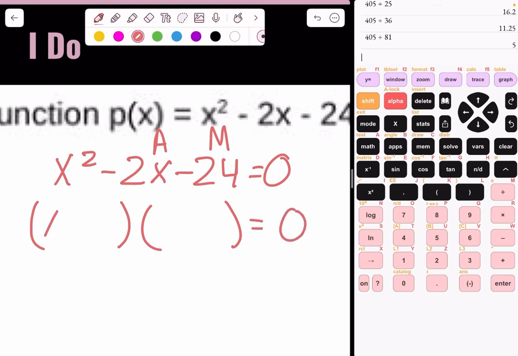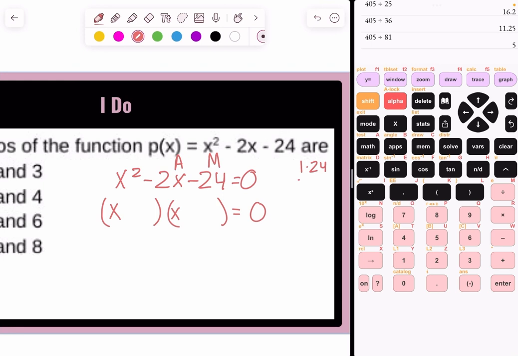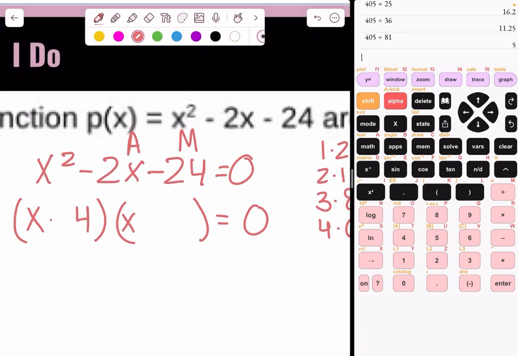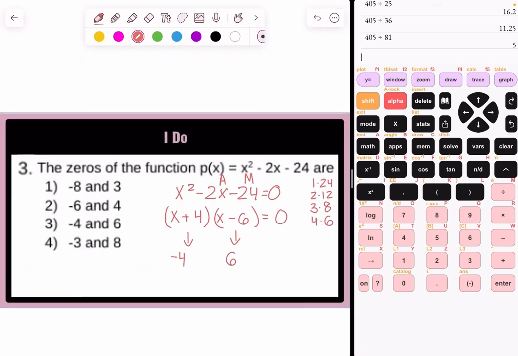So I'm finding what adds to negative 2 and what multiplies to negative 24. Numbers that multiply to 24 are 1 and 24, 2 and 12, 3 and 8, 4 and 6. I like 4 and 6. My 4 is going to be positive and my 6 is going to be negative. When you set these equal to 0, it would be x plus 4 equals 0, which you would subtract 4, and x minus 6 equals 0, you would add 6. So we'd get negative 4 and 6. Perfect. Let's go look at problem number 4.